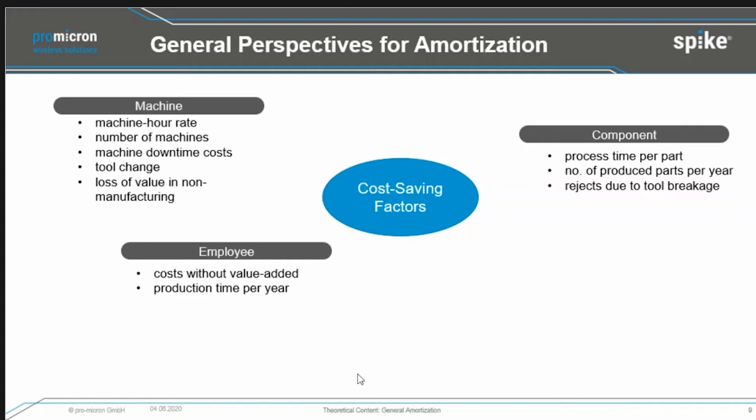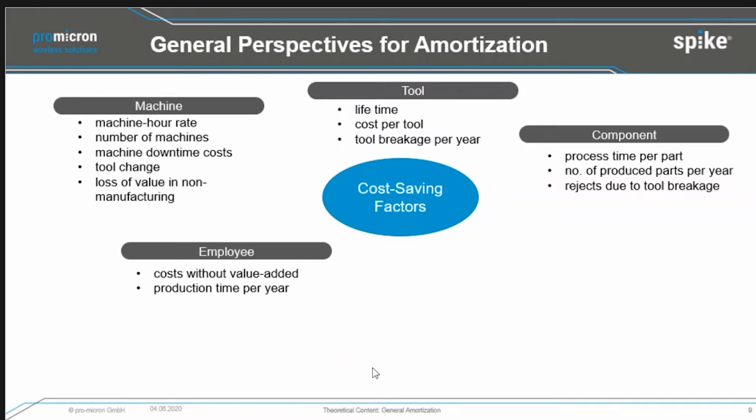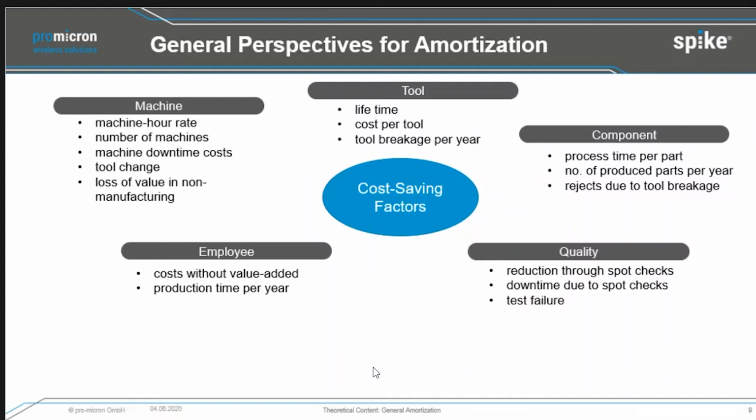And the employee, again, costs without value adding. So is the machine operator required to do quality checks at the machine, which prevents him from producing other parts? And again, the production time per year. The tool, of course: how many parts can I manufacture with one single tool, so the tool life, the cost per tool, and how often does my tool break? And finally, what we've seen at the beginning, the quality. Reduction through spot checks, downtime due to spot checks or test failures.